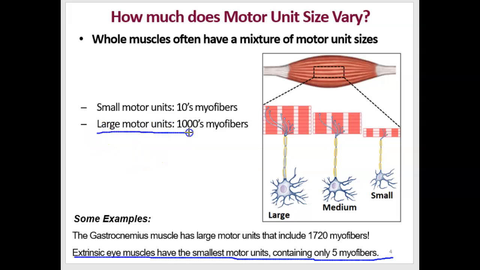There are also large motor units. Large motor units could affect thousands of myofibers. One example of a large motor unit is one motor neuron affecting cells in the gastrocnemius muscle. That's your calf muscle. In that case, a single motor neuron innervates 1,720 cells. Now it's important that you realize that a whole muscle, be it the gastrocnemius or an extrinsic eye muscle, probably has multiple motor unit sizes. Definitely multiple motor units, and those sizes could vary.